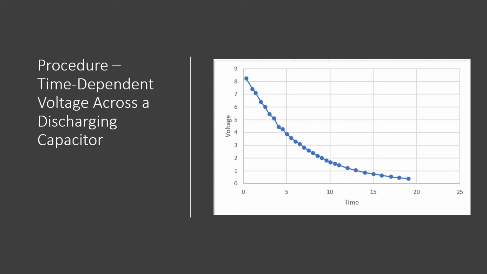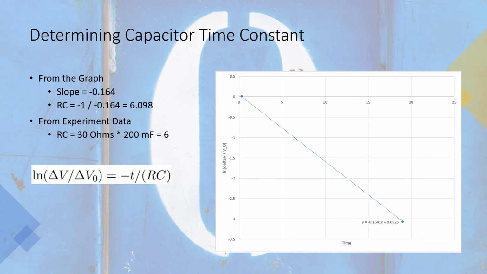The graph shows the experiment data collected for the time-dependent voltage across the charging capacitor. In order to determine the capacitor time constant, we take the log of the y component in the previous slide and use it to plot the diagram of the function to time. So from the graph, we know that the slope is equal to minus 0.164.